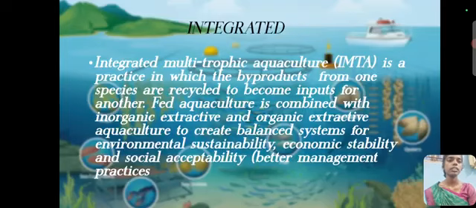Another method is integrated multitrophic aquaculture. Integrated multitrophic aquaculture is a practice in which the byproduct from one species is recycled to become input for another. That is, the byproduct, meaning waste from one species, is useful as food or fertilizer for another species. Fed aquaculture is combined with inorganic extractive and organic extractive aquaculture to create a balanced system for environmental sustainability, economic stability and social acceptability for better management practices.